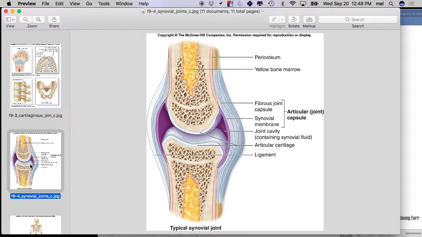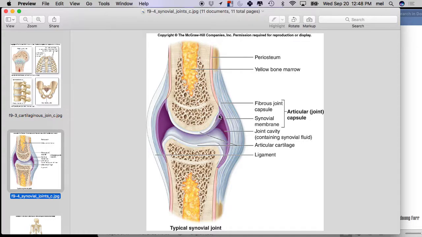So let's learn the structures inside a synovial joint. First, this right here is, of course, your articular cartilage. It's hyaline cartilage, yeah? The only thing special about the hyaline cartilage in a synovial joint is that it doesn't have perichondrium around it, because it doesn't need it. It actually gets its nutrients from the fluid, right? So it's got no perichondrium around it, okay?